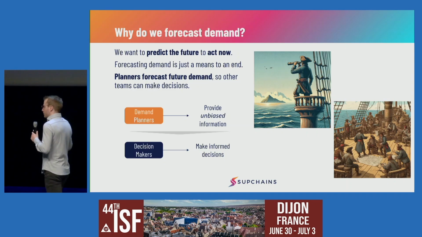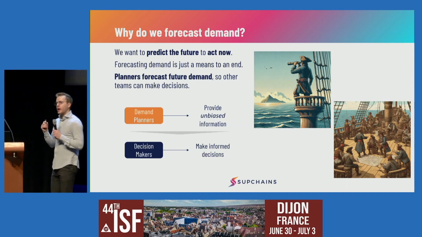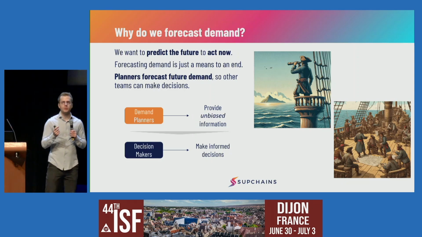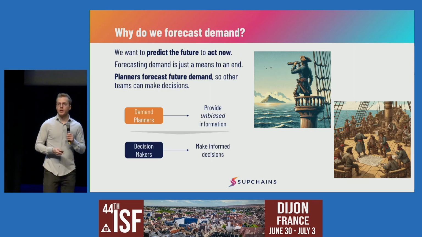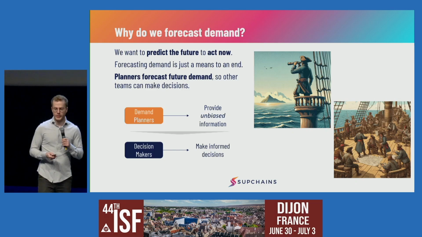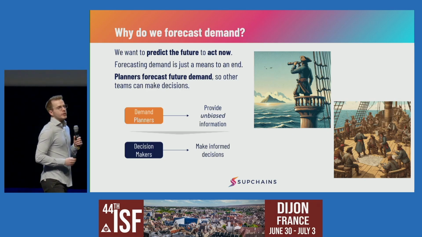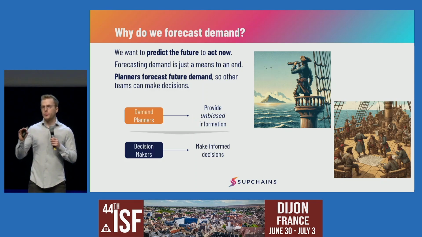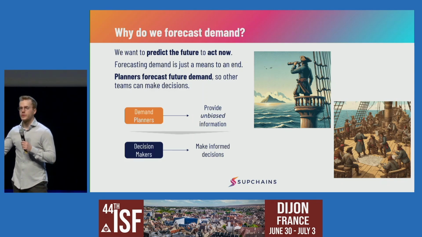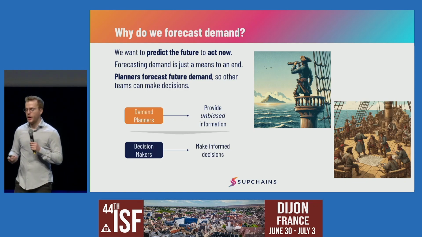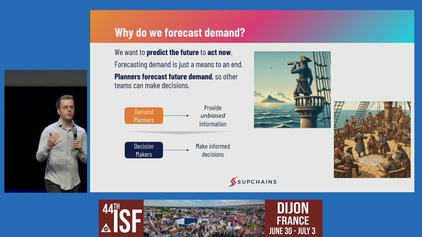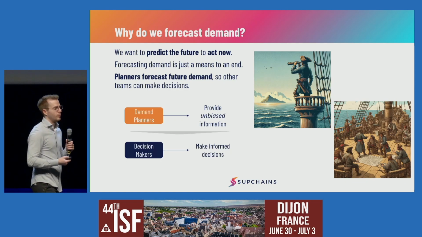But these two processes must be different. I will show you in a few slides what happens if you mix up, confuse these two processes into a single one: you get poor decisions, a lot of fights. So demand planners provide unbiased information about the future. It's about providing information to decision makers, and then decision makers make decisions. And by decision makers, I also include the whole process, tools, and engine of supply planning, not just the human.